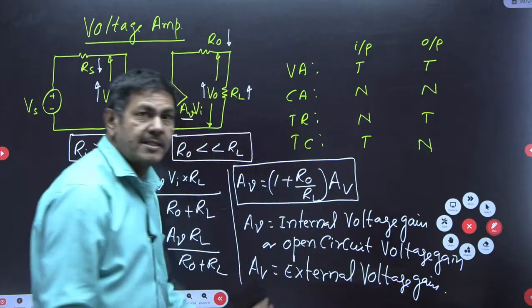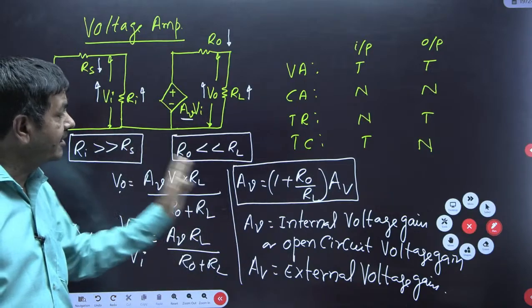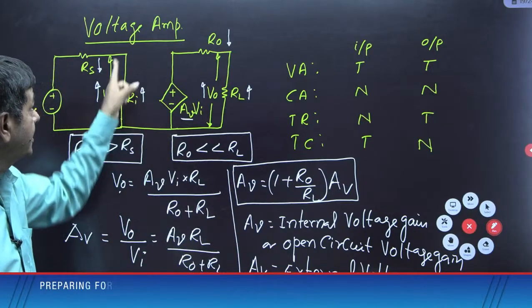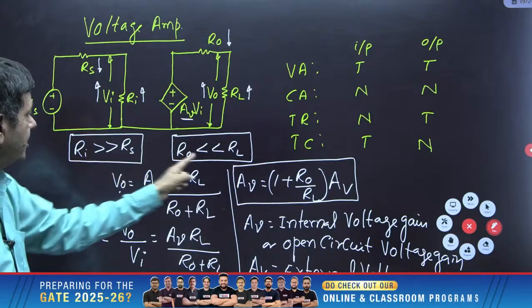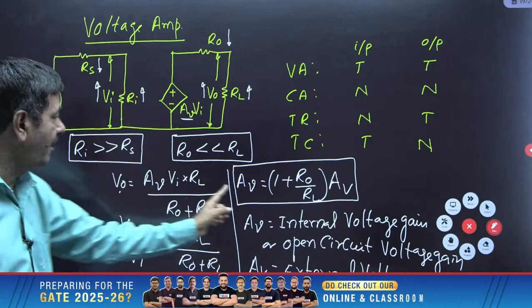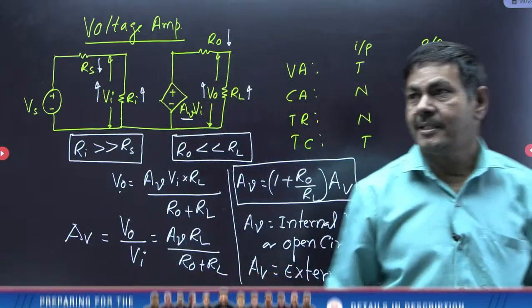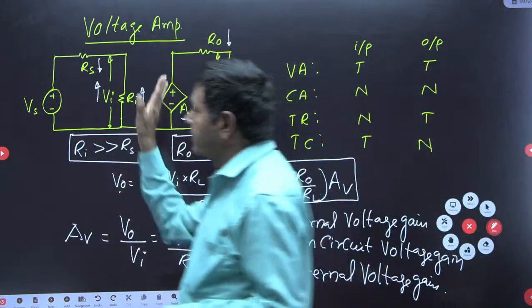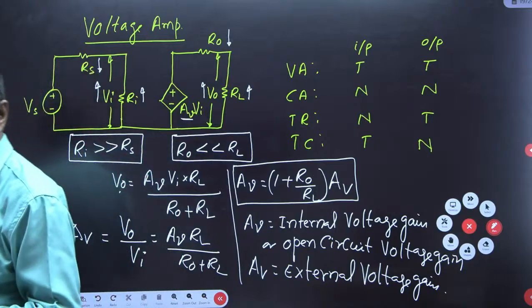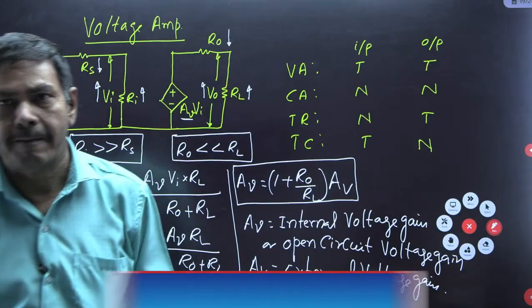Don't neglect these questions. These questions are also very important from the GATE point of view. If a circuit is given, it is a voltage amplifier. You may ask this question or that question. There are a number of questions in these circuits, information regarding the voltage amplifier. You may ask any question in the GATE. Please note this down.